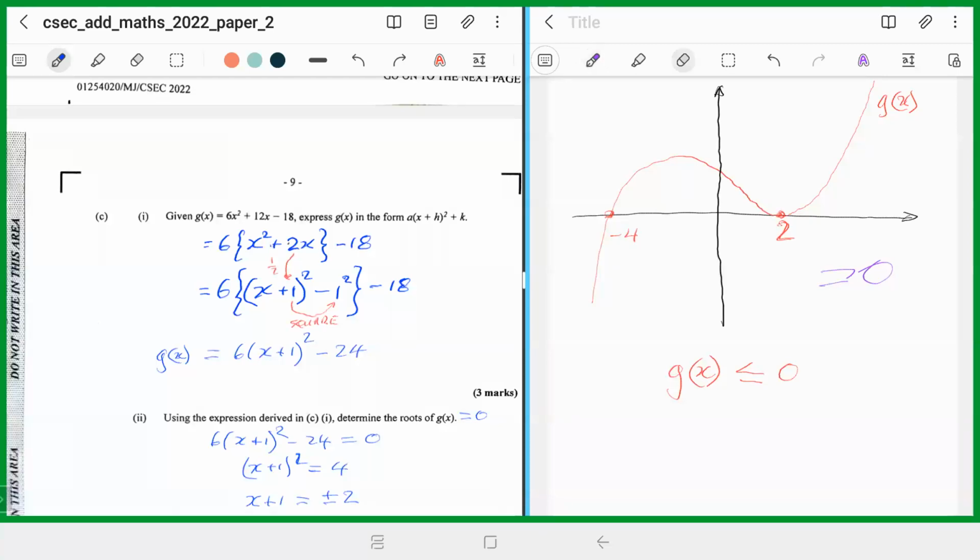So what will be the solution for this? All right, the first thing we have to know is where on the graph this inequality is asking you about. Less than or equal to 0. Now stop talking. Less than or equal to 0. Where on the graph is this inequality talking about?